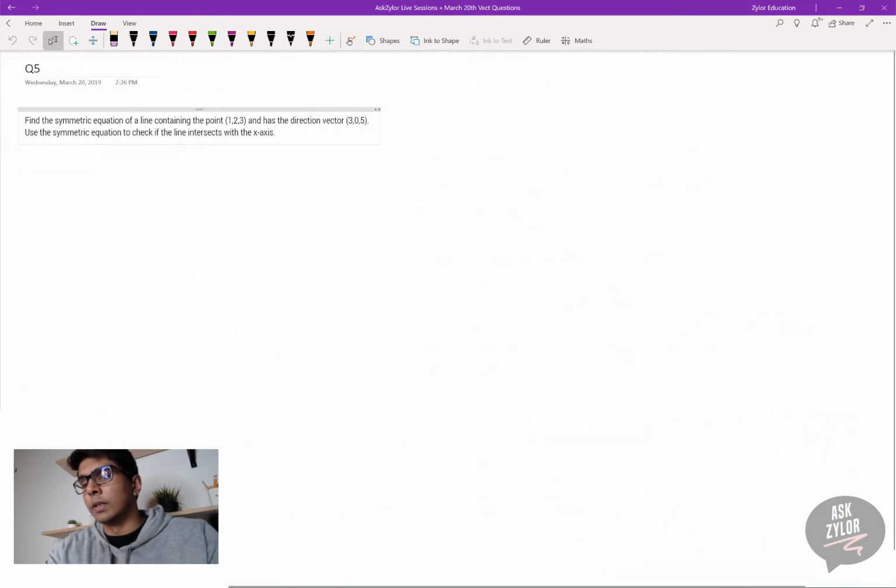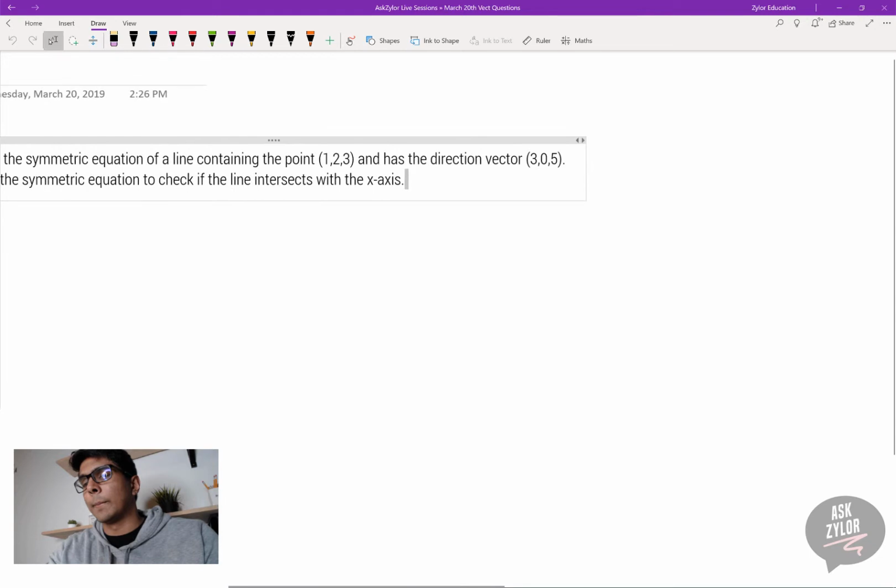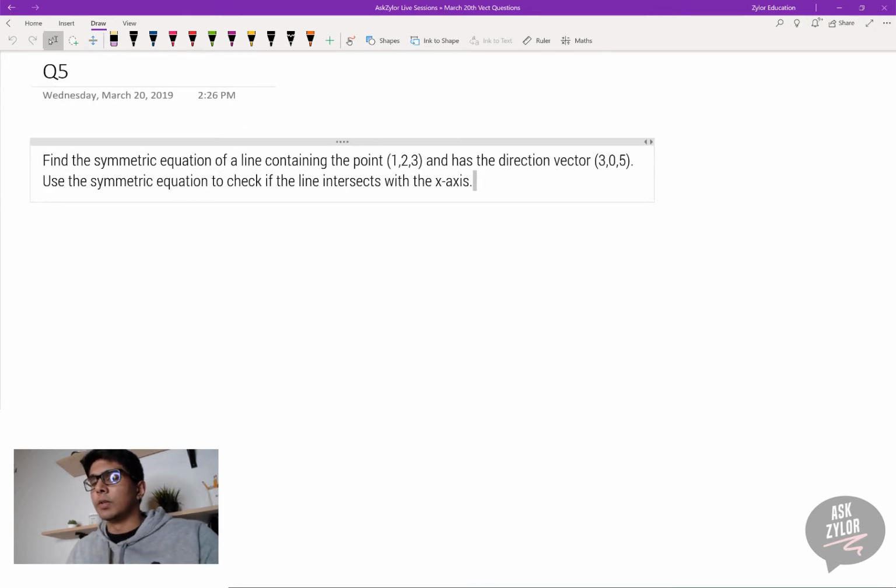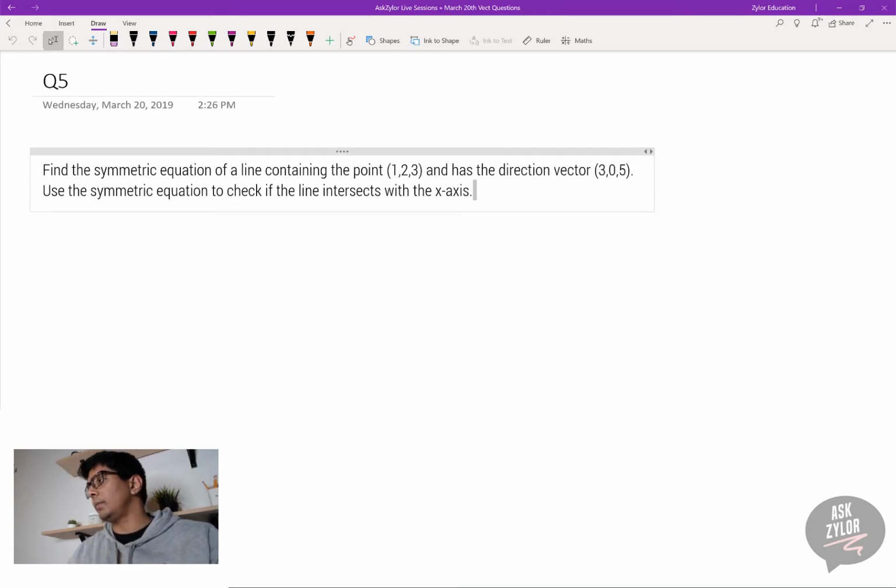So let's go ahead and start the next question. So it's saying find the symmetric equation of a line containing the point 1, 2, 3. It has a direction vector 3, 0, 5. Use the symmetric equation to check if the line intersects with the y-axis. So we have a point, we have a direction vector. Let's go ahead and write symmetric equations.